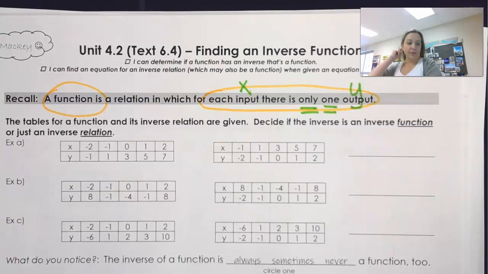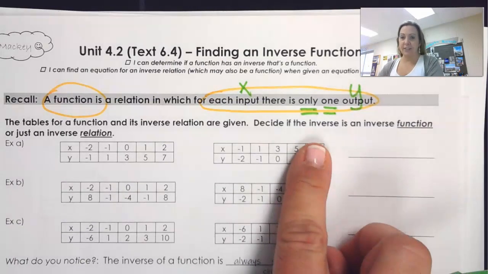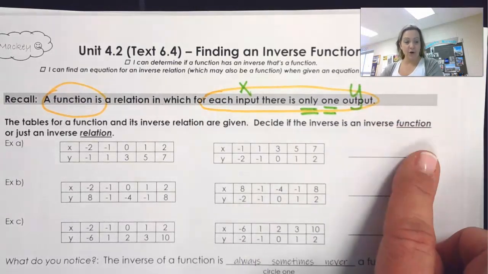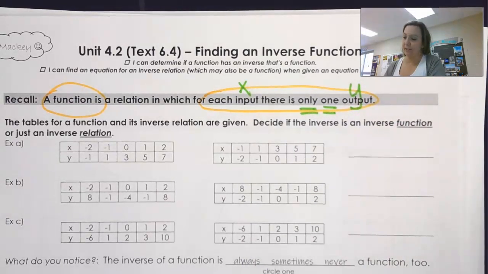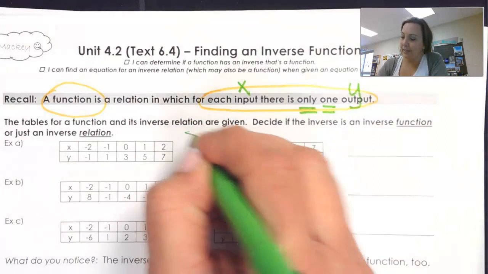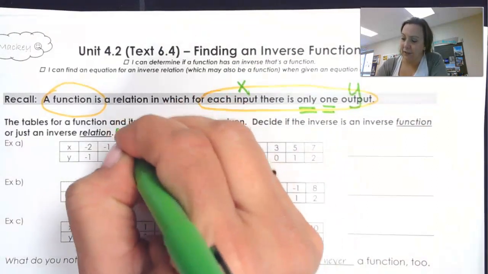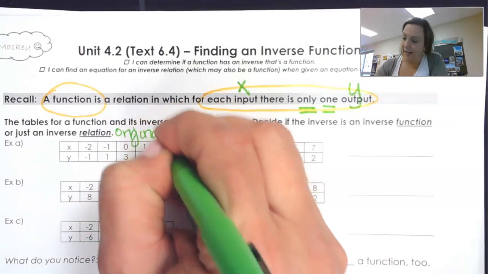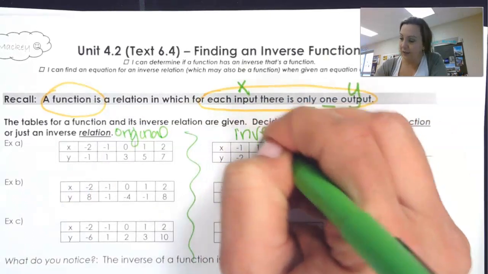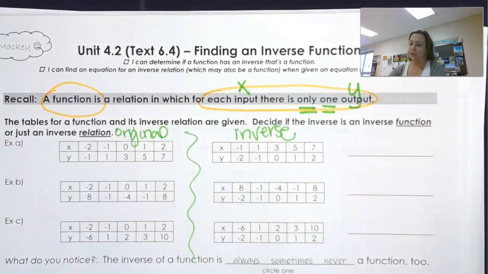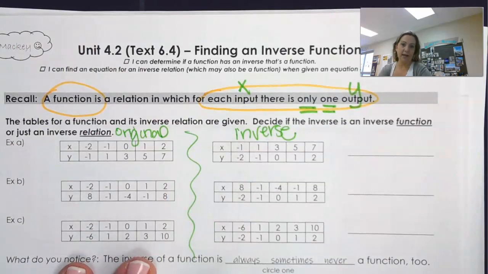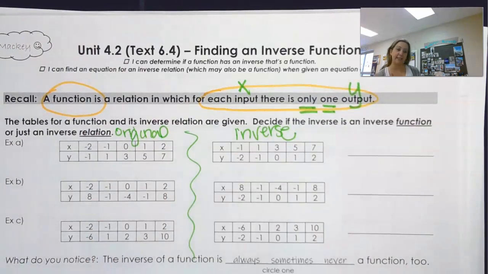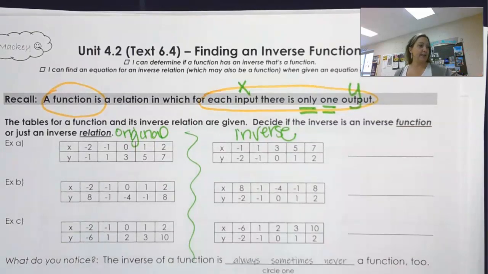So here are tables for a function and its inverse relation. What we're going to do is decide if the inverse is an inverse function or just an inverse relation. So again, what these represent on the left are the original tables, and these on the right are the inverse tables. So all of these are functions, but we're going to look at the inverse table to see if that is a relation or if it is indeed a function.